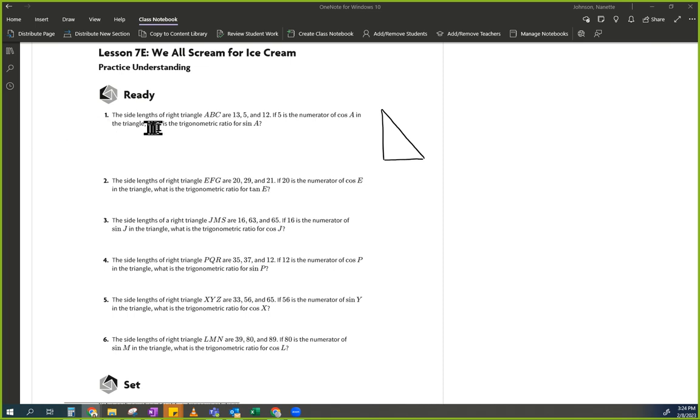And it says side lengths of right triangle ABC are 13, 5, and 12. If 5 is the numerator of cosine of A in the triangle, what is the trig ratio for sine of A? So there's actually several ways for you to do this. Once you really understand this, you don't actually need a picture, but I'm going to draw a picture because you may not understand how to do this, and it's just easier to follow. So the first thing I'm going to do is label my triangle sides with 13, 5, and 12.